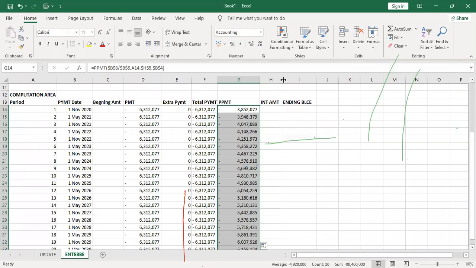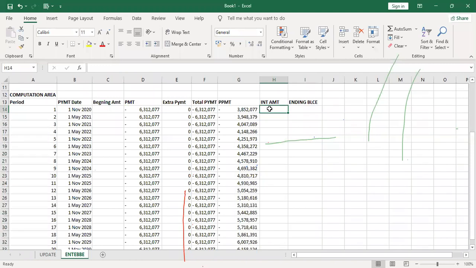Coordinator, are we together? Yes. We are together. That's good. So next is interest amount, but I normally give 1 minute for members to catch up.